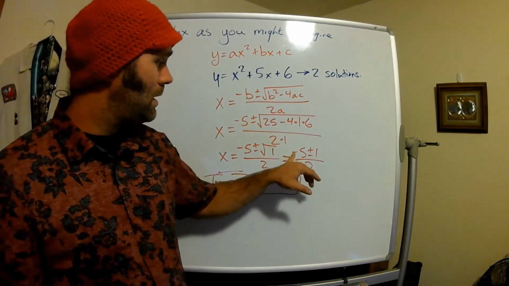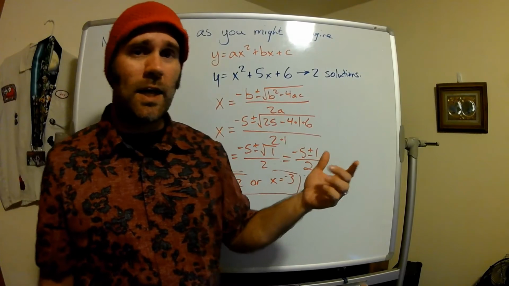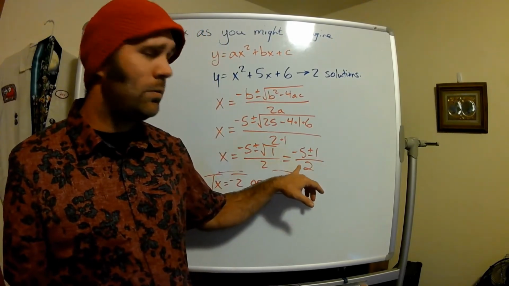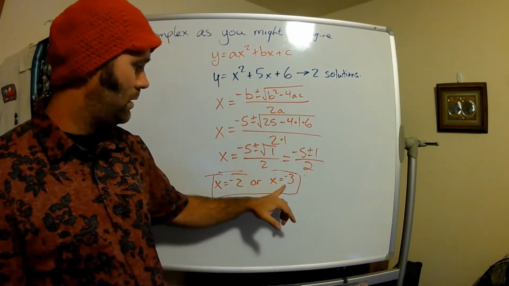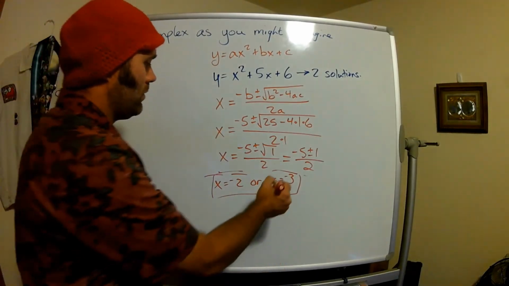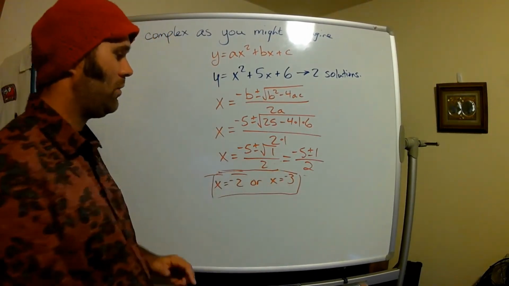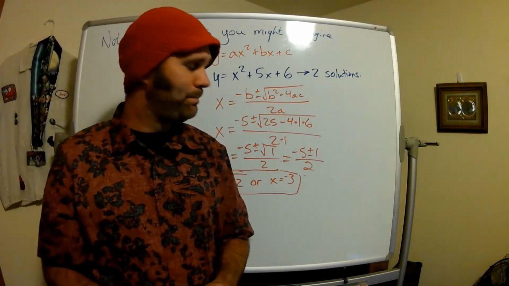Very good. Negative 5 minus 1, negative 6, divided by 2, negative 3. And there we go. You get the two solutions. So you can get the two solutions either way.